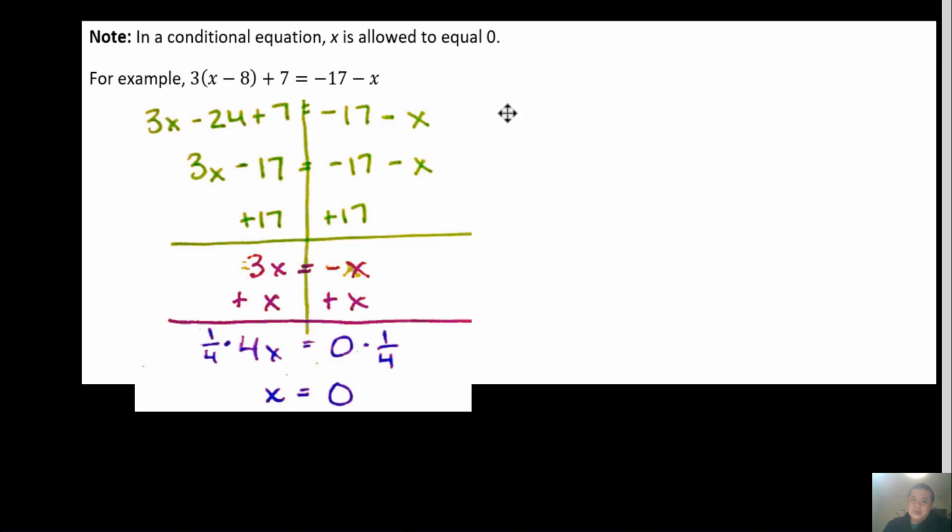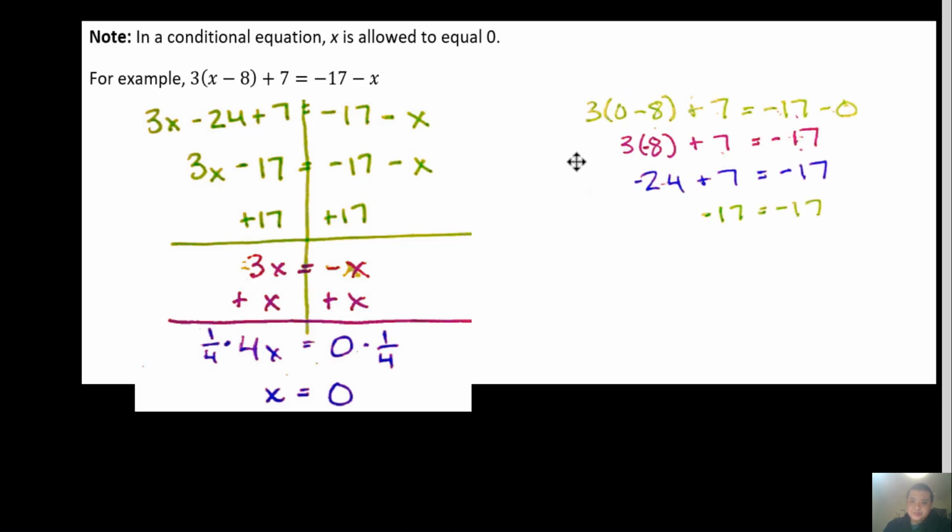Okay. Now, x equals 0 is a perfectly okay solution. If we check our solution, you can find that when x equals 0, both sides equal negative 17. So don't confuse the fact that if x equals 0, that doesn't mean it's an identity or a contradiction. It's just a condition, because when x equals 0, that is the condition when both sides are equal to each other.